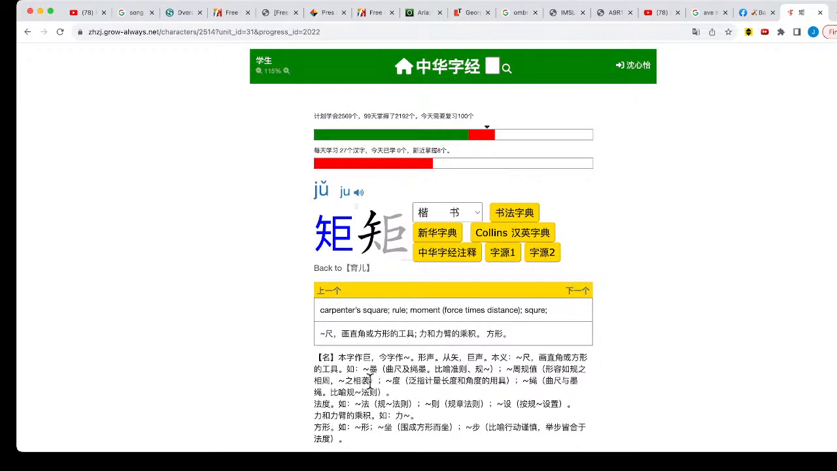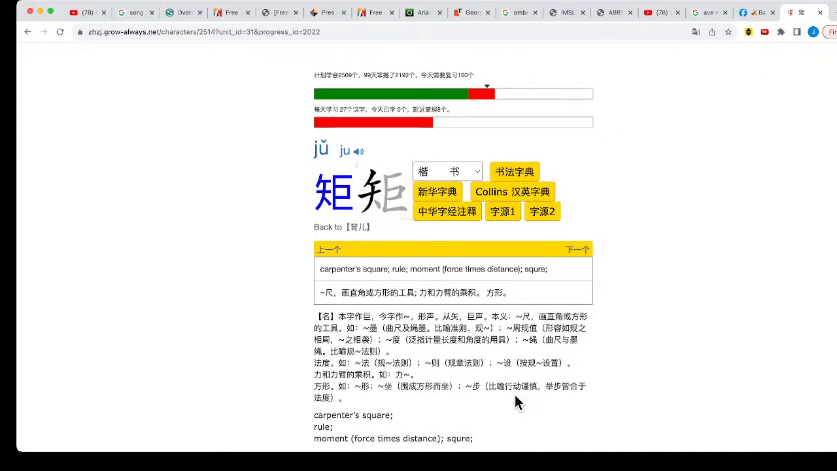锯. Okay, 锯. This is a carpenter's square. This is a tool for carpenters to make a square or make perpendicular lines. Okay, and also this is a technical term in physics for moment, like force times distance equals moment, and the moment in Chinese is 锯. So this is a square, or specifically carpenter's square.